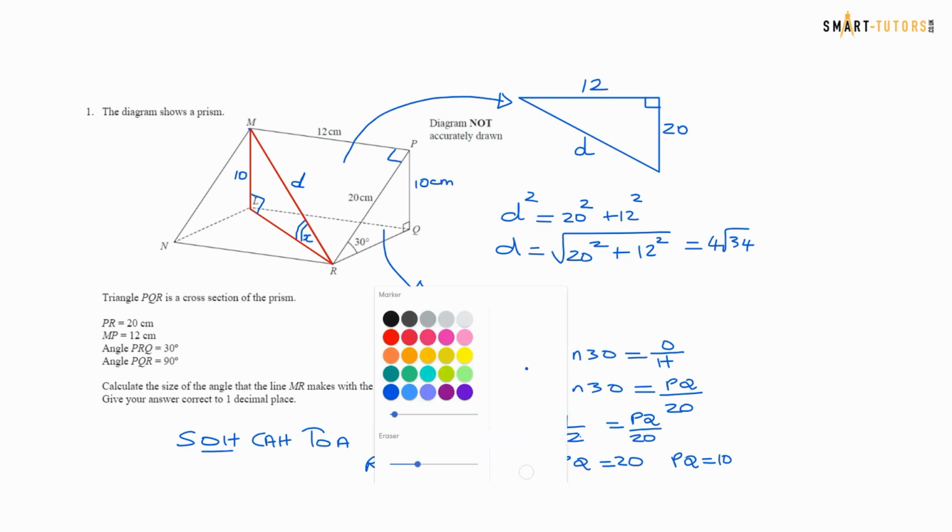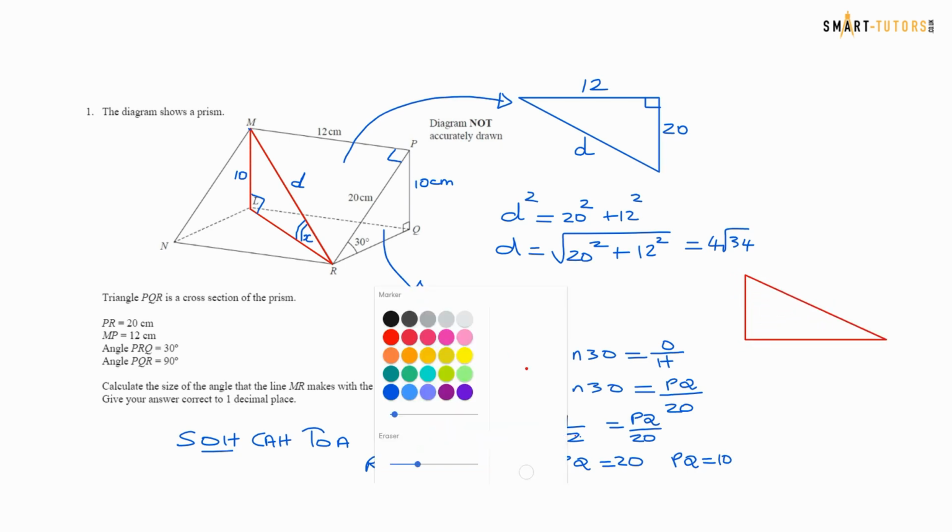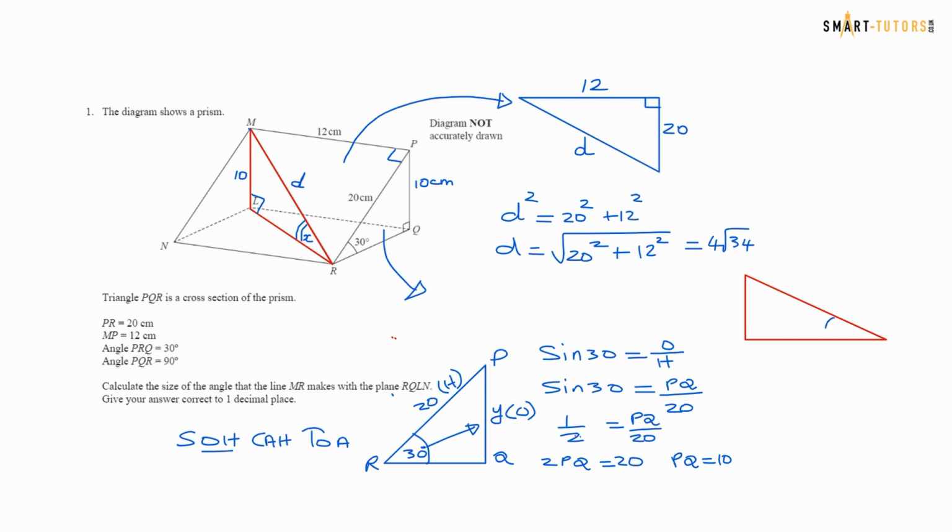Now I can draw the red triangle. Let's do the proper triangle, then it is easy to understand. Right, that is the triangle, and let's change it to blue color. This is the angle in question X, and the opposite side is 10, and this is a right angle triangle, so this is O, and the hypotenuse is 4 root 34. We all know that the side opposite to the 90 degrees is the hypotenuse side.